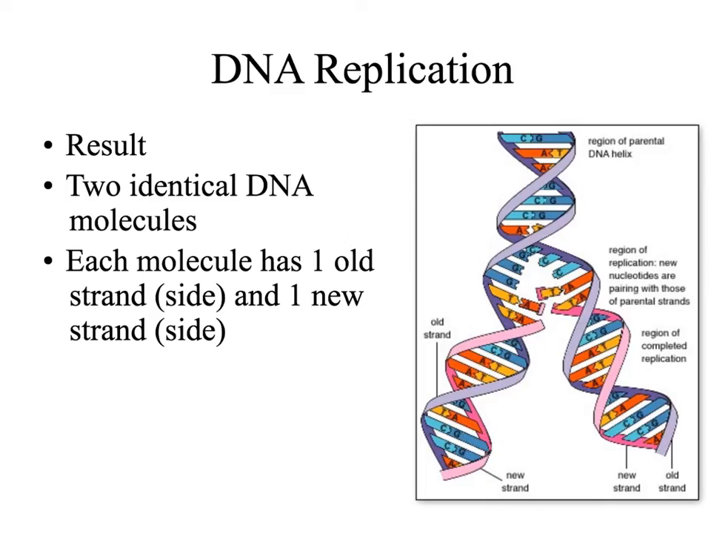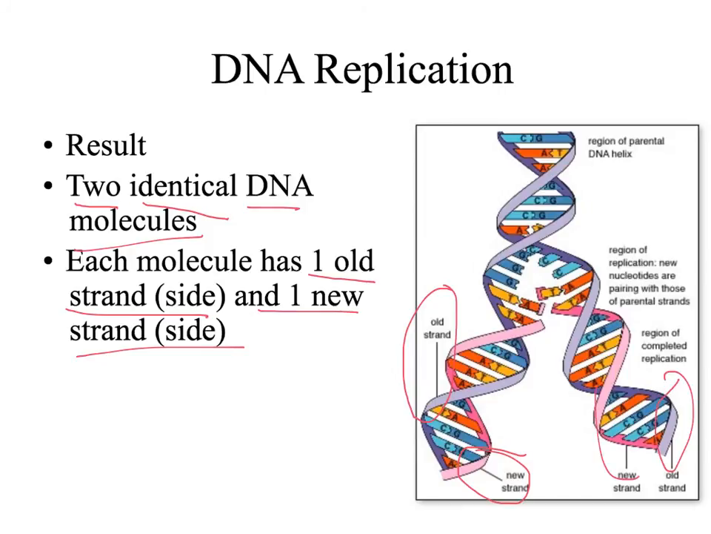And then we get our final result. We have 2 identical DNA molecules. Hopefully no mistakes were made, and if mistakes were made, they were caught and fixed, which DNA has checkpoints that help it to do that. Each molecule has 1 old strand and 1 new strand or side. So we can see in this picture, pointing to the old strand of this one and the new. So purple is old, pink is new. And then over here, purple is old and pink is new.